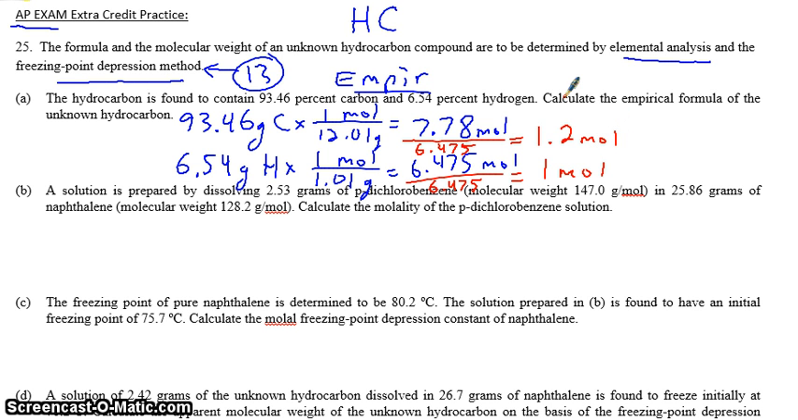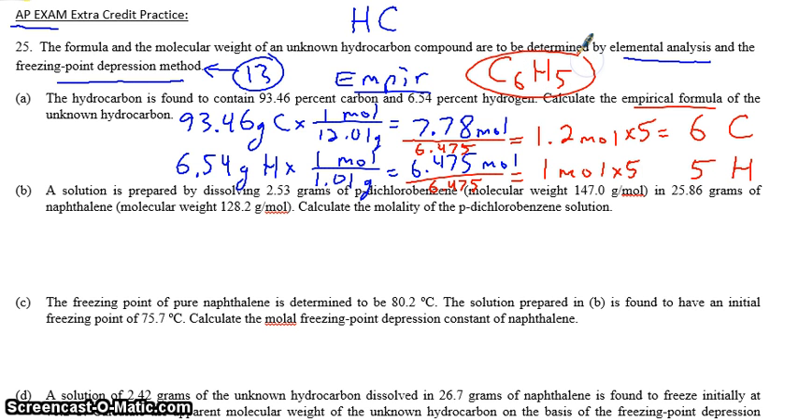Why do we multiply 0.2 by something to get a whole number? By 5, because 0.2 is a fifth. So multiply both these by 5. You get yourself 6 carbon atoms, and you get yourself 5 hydrogen atoms. The empirical formula then for this compound is C6H5. So this is a quick exercise in what we've done before in the previous chapter. It's a good idea to review this for the final.